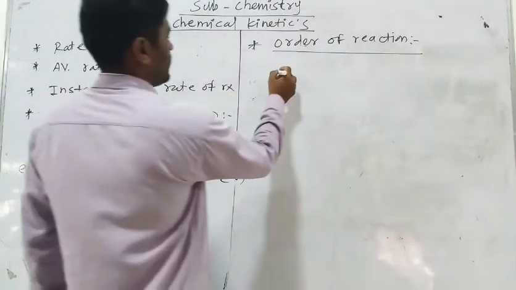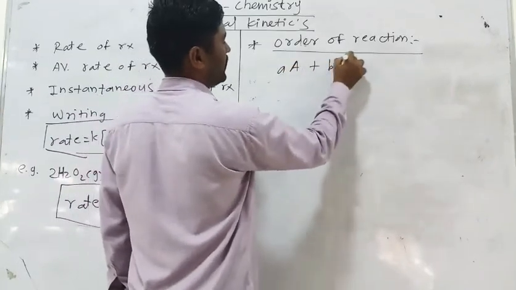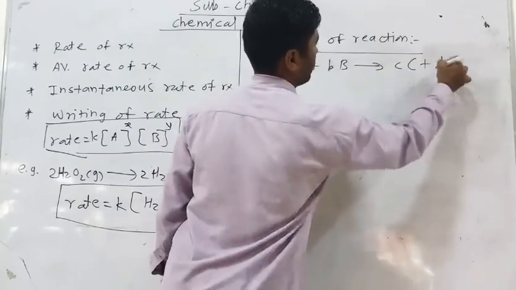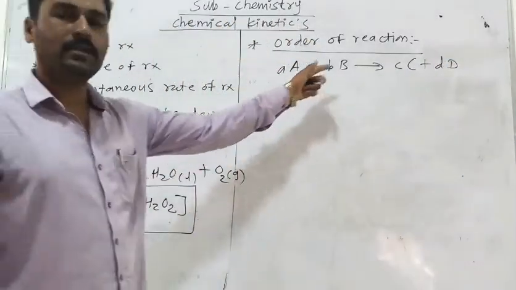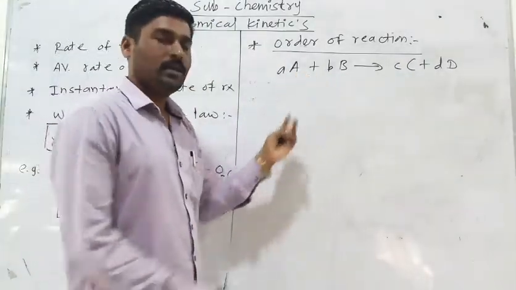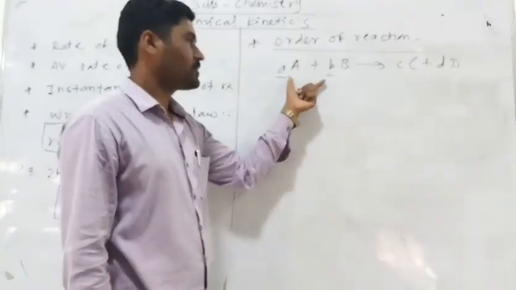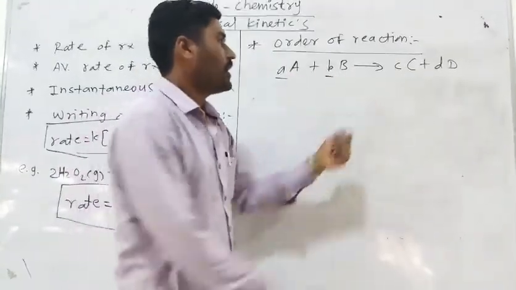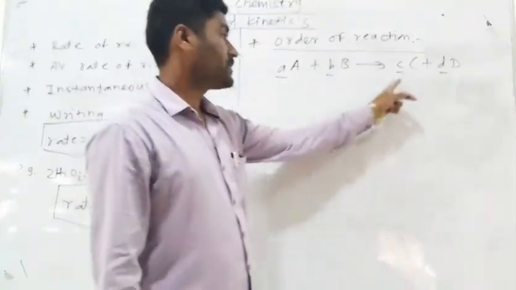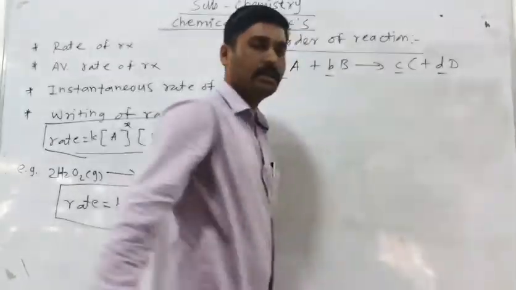We consider the reaction A plus B gives C plus D. So A and B are the reagents, and C and D are the products. Small a and b are the stoichiometric coefficients or the mole numbers of the given reagents A and B, and small c and d are again the stoichiometric coefficients for the given products C and D.